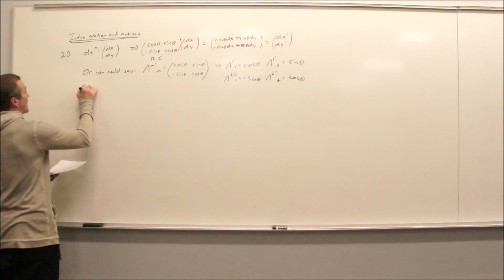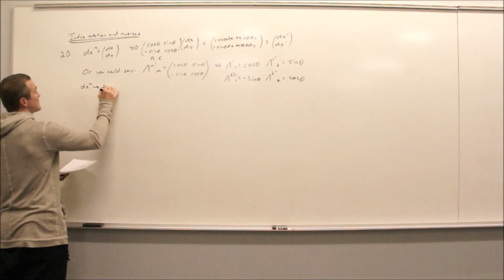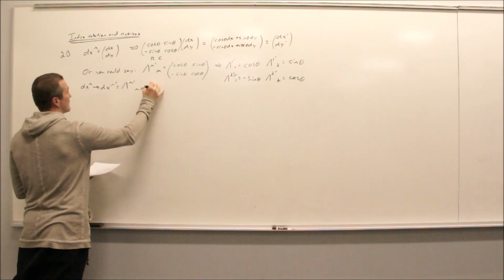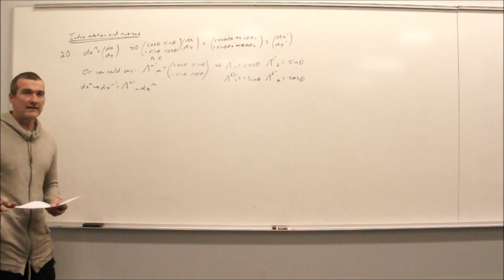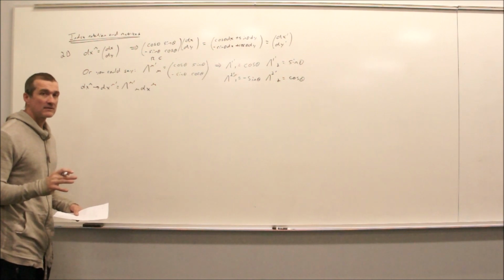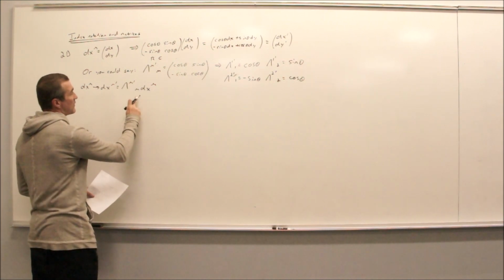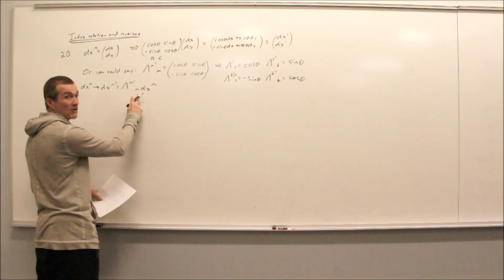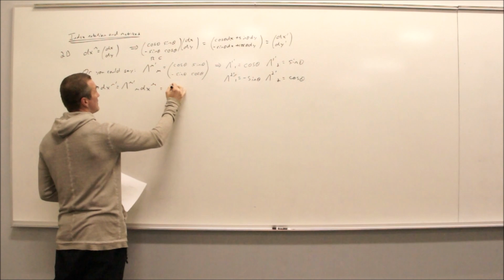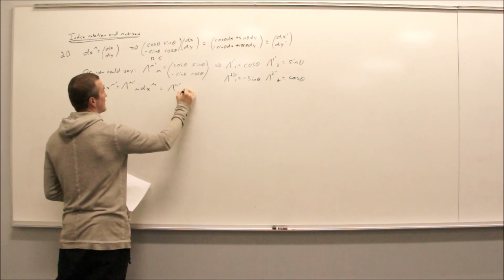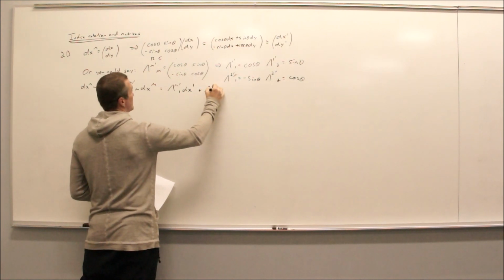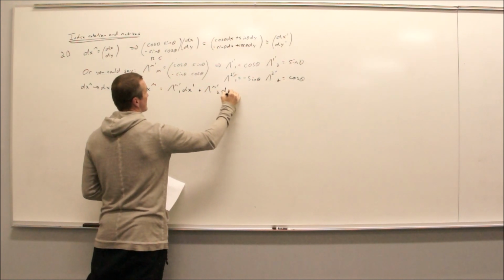Now let's see how it works out. dx mu goes to dx mu prime, which is equal to lambda mu prime mu dx mu. I'm going to show you how this works out with index notation instead of doing matrix multiplication. First of all, notice mu is summed over. So this is lambda mu prime 1 dx1 plus lambda mu prime 2 dx2.